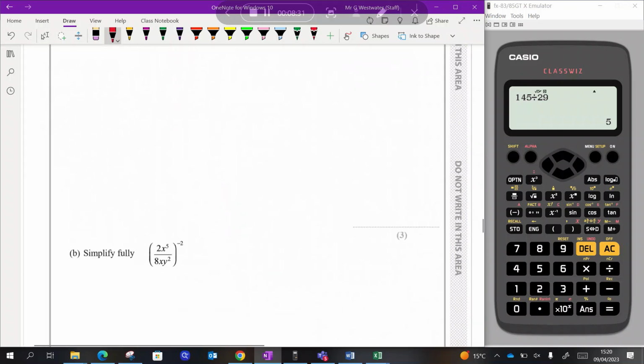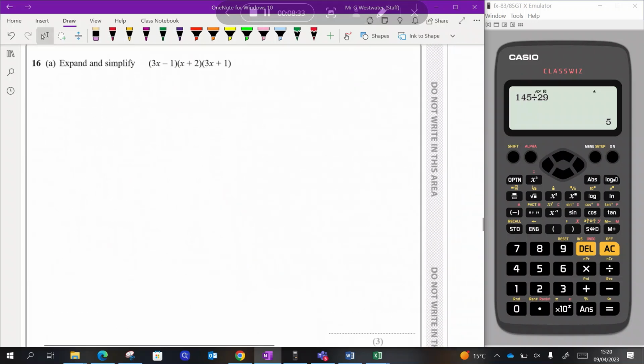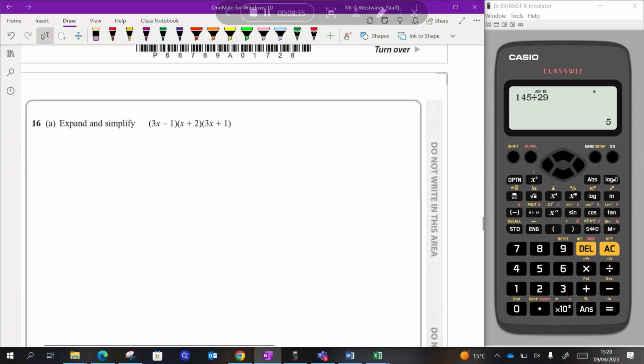On to question 16. Now this one again has two parts. Let's try and get through it as efficiently as possible. So, three brackets. Always remember when expanding three brackets to just do two of them in isolation first. So you might want to start with these two and then multiply by this one. I've actually spotted something here. I've spotted that we've got the difference of two squares here.